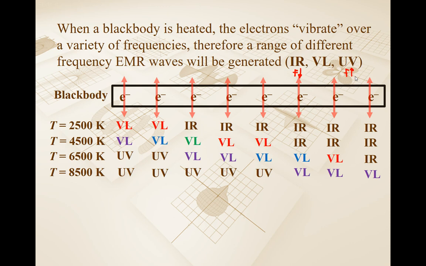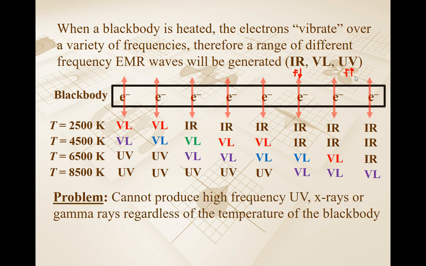So as I make the temperature higher and higher, I should start to go from emitting more infrared, to then emitting more visible light, emitting more UV light, and then perhaps starting to emit X-rays or gamma rays. But like I said, it doesn't matter what happens. You cannot produce high frequency UV, you can't produce X-rays like this, and you can't produce gamma rays. So this is a really, really big problem because physicists cannot explain why this does not happen. This seems to defy everything we know about classical physics.